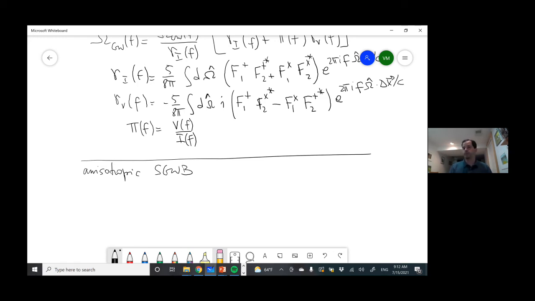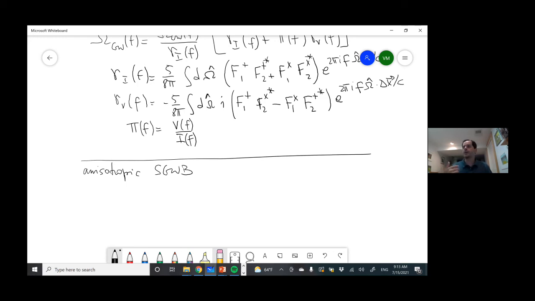But there's a whole set of points, a locus of points on the sky, which would give the same time delay between Hanford and Livingston. So in principle, when you have two detectors, you cannot triangulate. You cannot figure out where on the sky the signal is coming from.